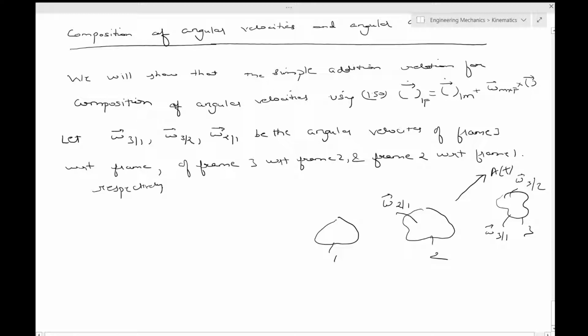Now you can write about this vector A at this given time t, using this 1.50 which you have over here, as A dot in frame 1 equal to A dot in frame 3 plus omega of 3 with respect to 1 cross A. Here F is automatically the first frame and this third is the M frame, but you can also write this in terms of the second frame. That would be A dot with respect to 2 plus omega of 2 with respect to 1 cross A. Both of these hold.